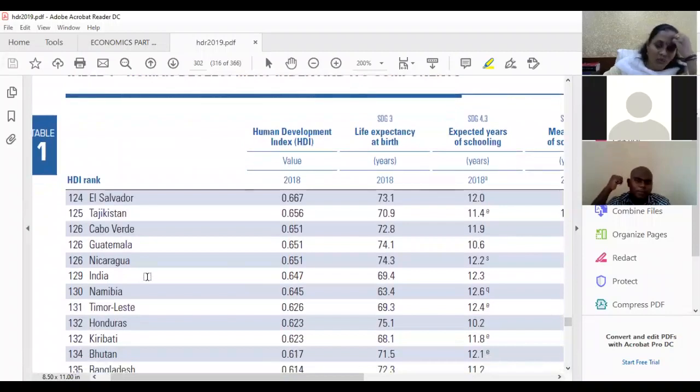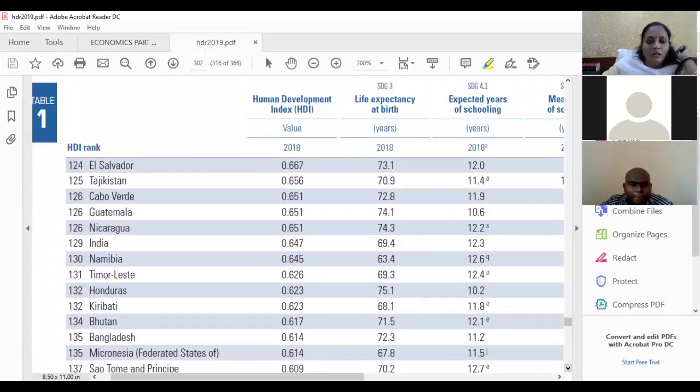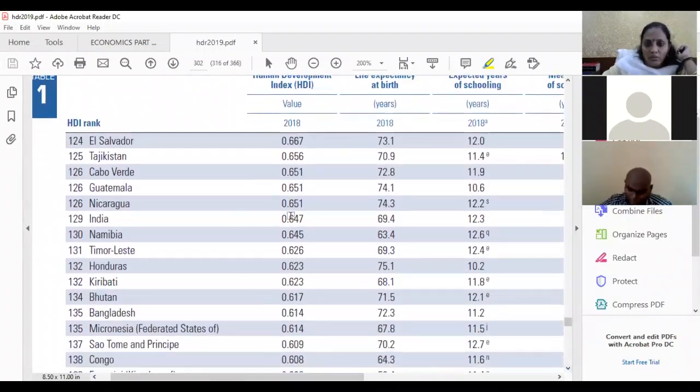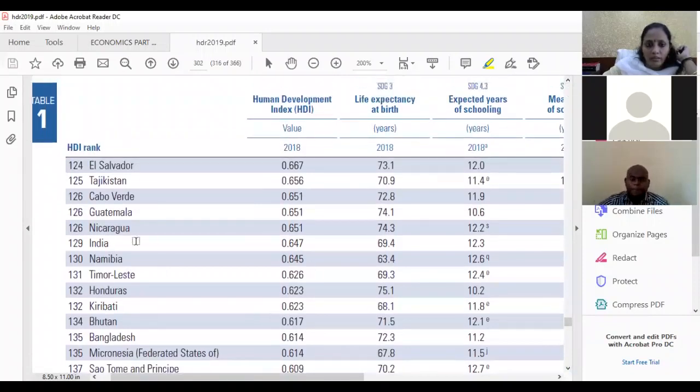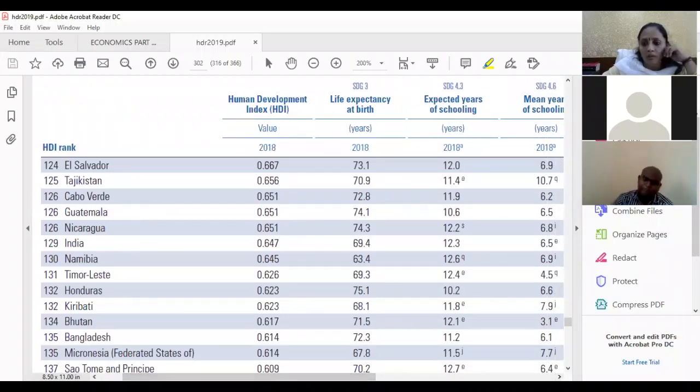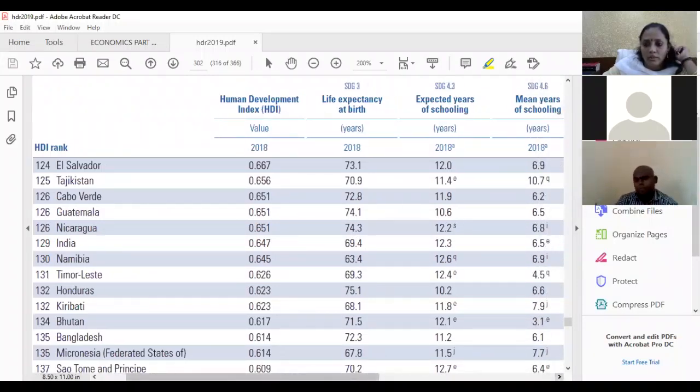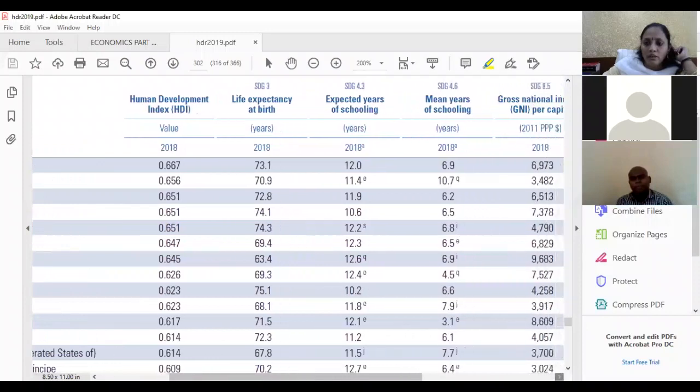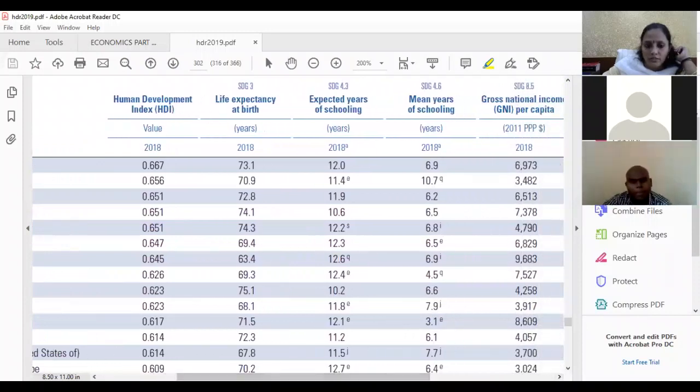So this rank you may have to remember for the examination purpose as well as for writing in the mains exam. So 129th rank, I told you India has a value of around 0.647, right? Nicaragua, they are all better than India, but still we'll look at the indicator values. 69.4 is where we stand in life expectancy at birth. Expected years of schooling is 12.3, but average years of schooling is only 6.5 in India. And we have a per capita income which is actually lesser, right?